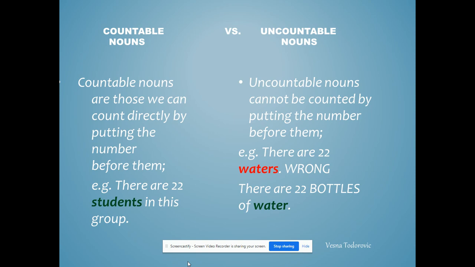Uncountable nouns, on the other hand, cannot be counted. So we cannot directly put the number before these nouns. So saying there are 22 waters is absolutely wrong. Why? Can we count water? What is water? Can we say 1 water, 2 waters, 10 waters? Of course not. But we can express the amount of water by using maybe bottles or glasses or liters. So in this case, there are 22 bottles of water.